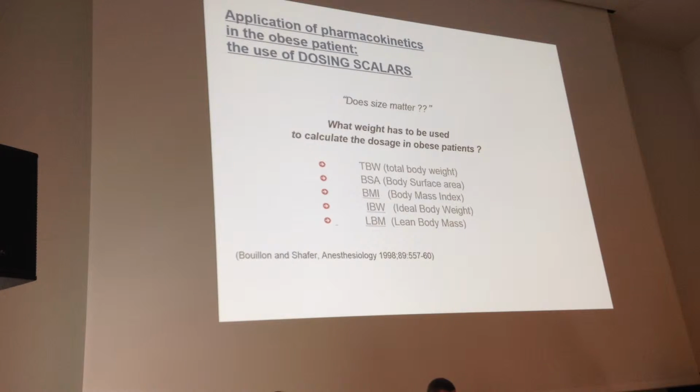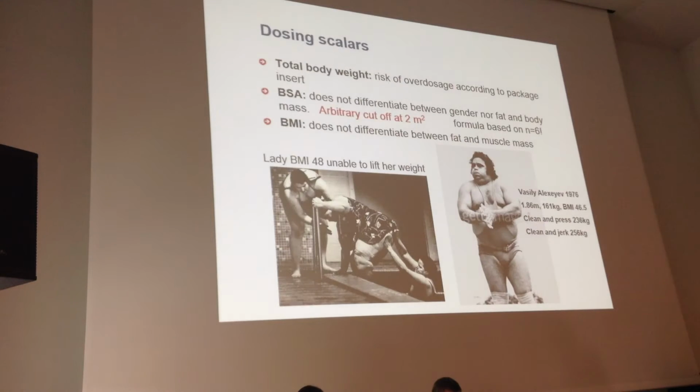One of the solutions in trying to do the dosage in morbidly obese patients, there are two strategies. Or you just reduce the dosage. Instead of 2 milligrams, you give 1 milligram per kilogram. Or you use a dosing scaler. You don't use the real body weight, but some adjusted forms. And here are some candidates. Body surface area, BMI, ideal body weight, lean body weight.